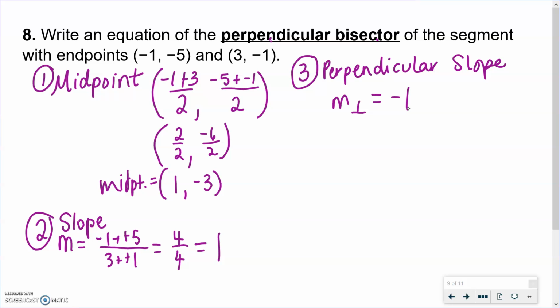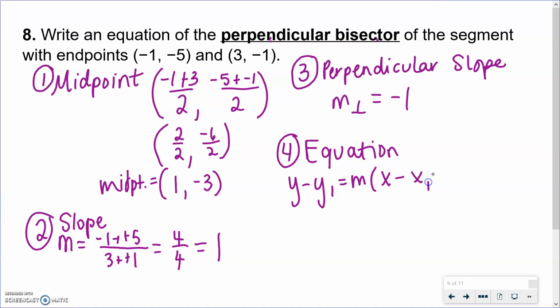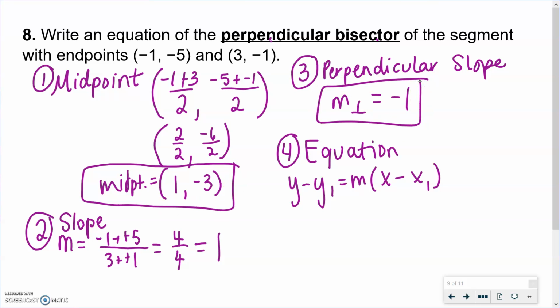So the last thing we need to do is work to find the equation of that line. So we are going to then plug into point slope form. So we're going to use the equation y minus y1 equals m times x minus x1, so point slope form. So I'm going to plug in this midpoint that I found right here and this perpendicular slope into point slope form, because the midpoint is going to be the bisector piece and the perpendicular slope makes it perpendicular. So we have y minus -3 equals -1 times x minus 1.